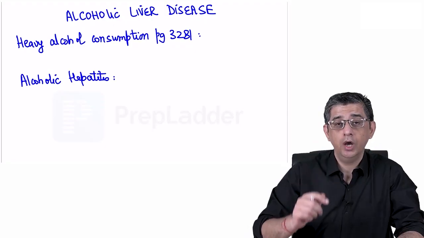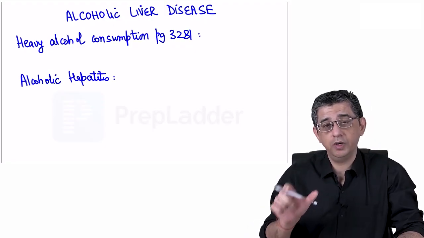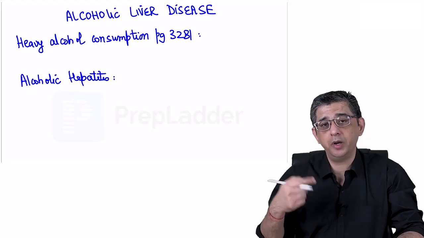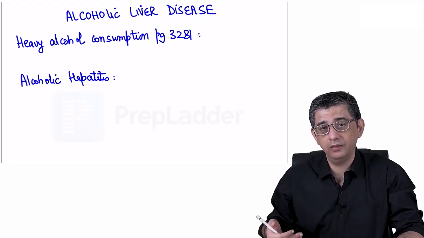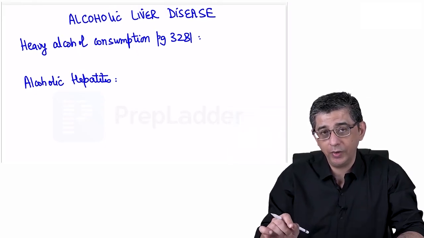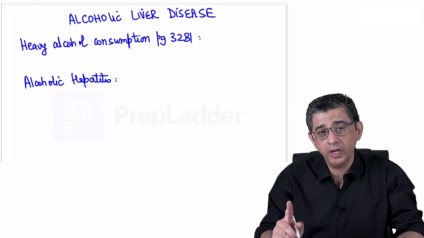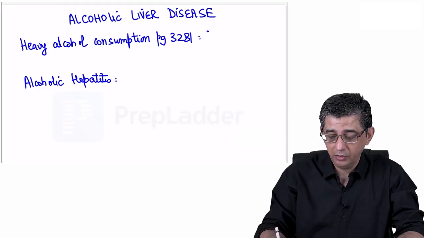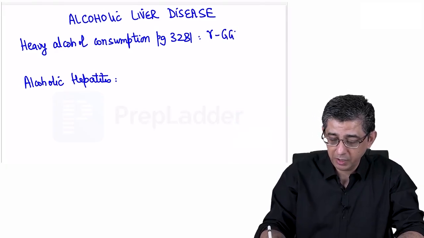Because I'm going to tell you how many grams of alcohol per day will contribute to the development of liver damage. We will learn those facts subsequently, but at the moment I'm quoting the 20th edition of Harrison, page 3281, which categorically mentions that for alcohol consumption the marker is going to be gamma GGTP.